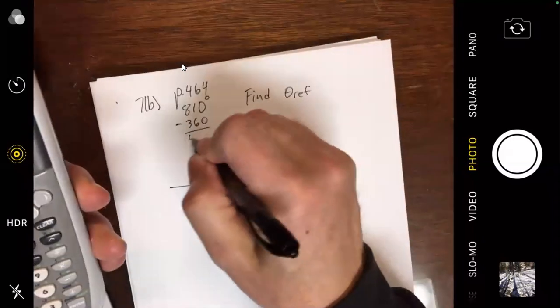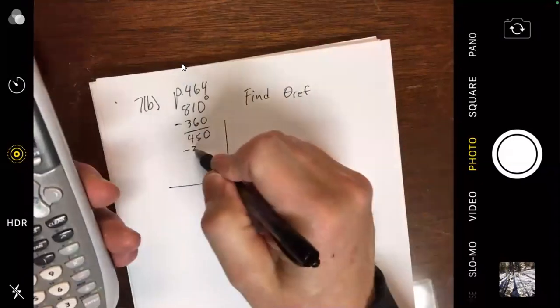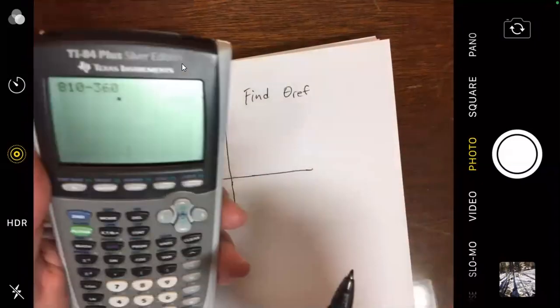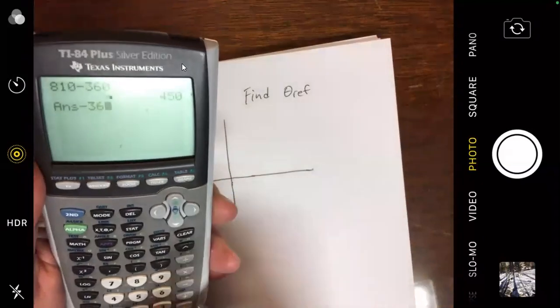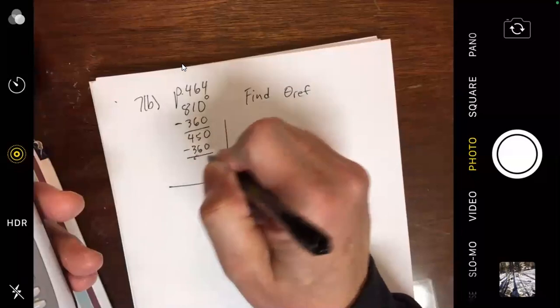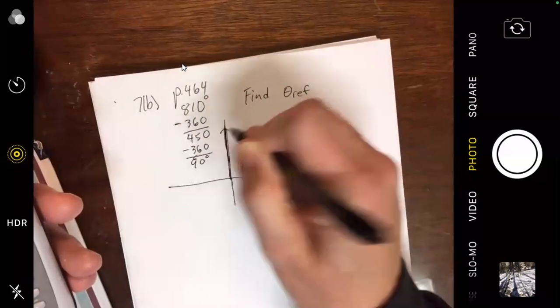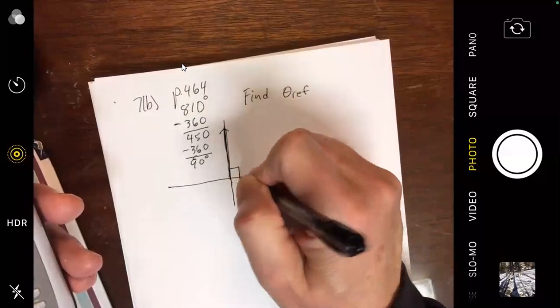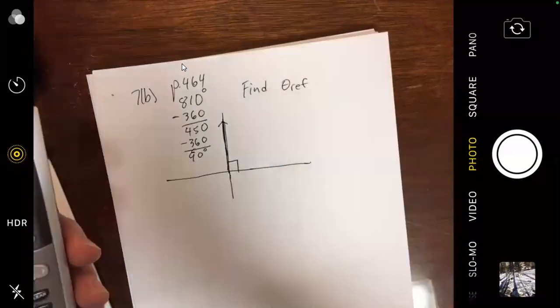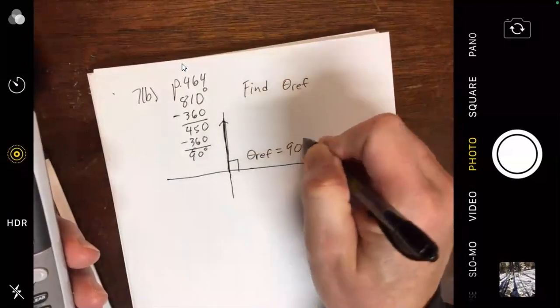$450. Still don't know where 450 is. Minus 360 again. I'm at 90 degrees, right up here. So this would be theta, usually squared off if it's a 90-degree angle. So theta ref, 90 degrees.